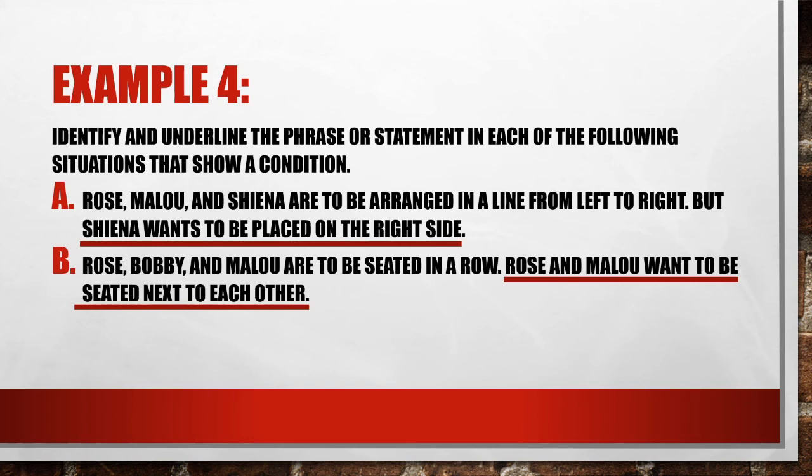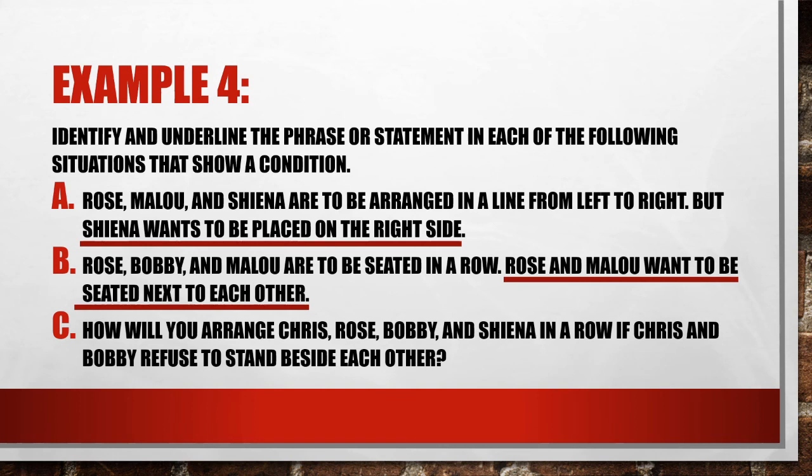Okay? So other situations that show conditions are if an element may be arranged in a line where two or more objects must be placed together or must not be placed together. Like here in situation B. Okay? So the condition being asked in B is the statement that Rose and Malu want to be seated next to each other. Ayan.